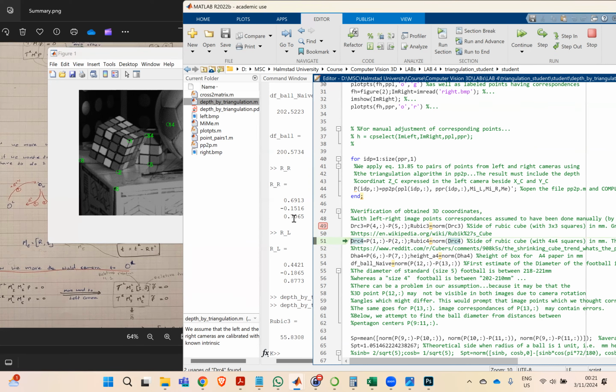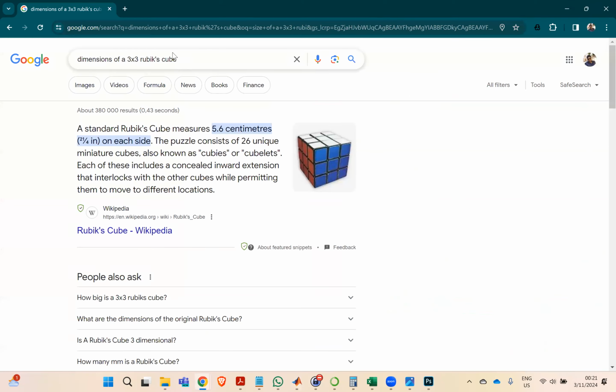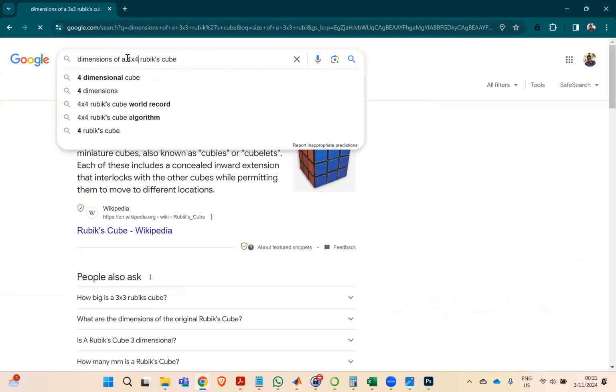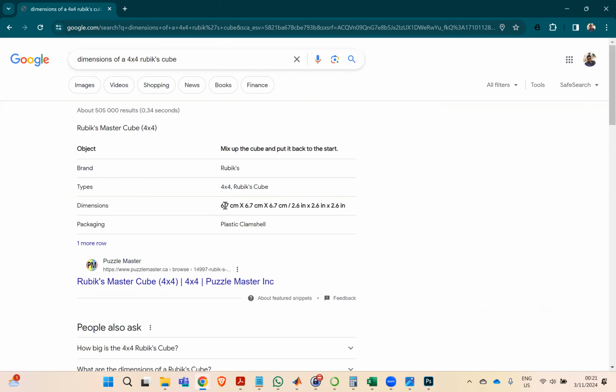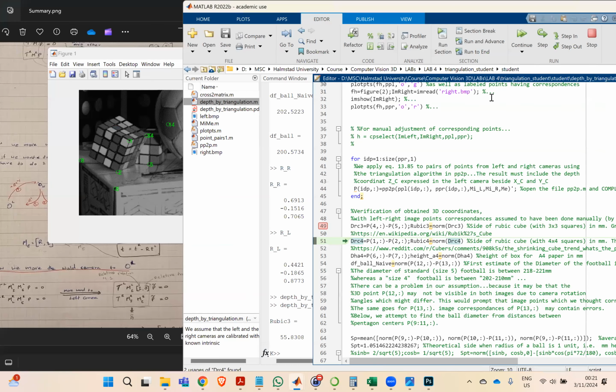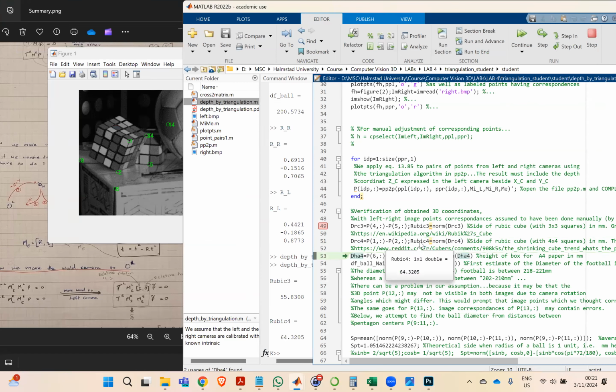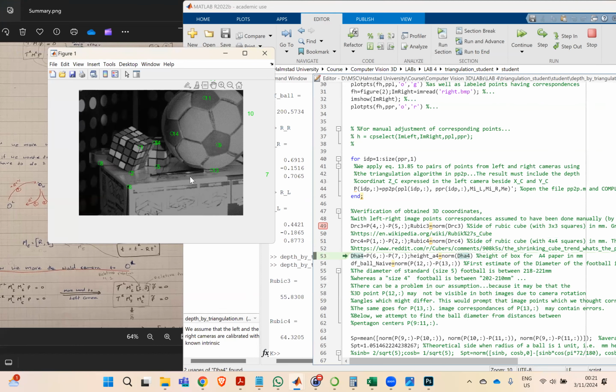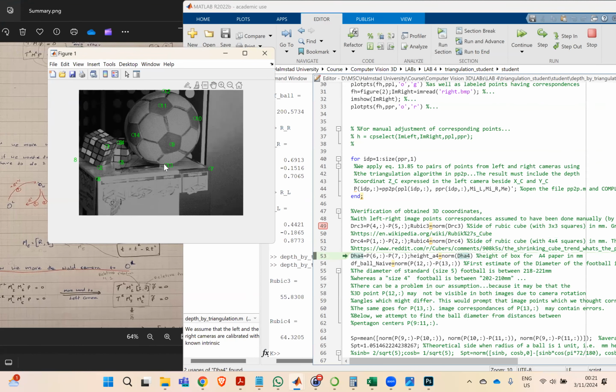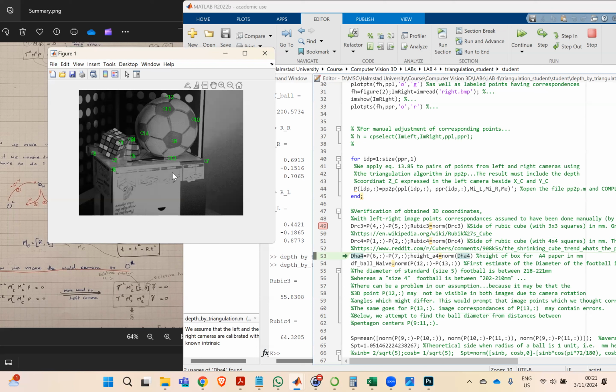Okay, what about the 4 by 4 Rubik cube size? The other one is a 4 by 4 Rubik cube. So it should be 6.4 centimeters. So we can measure it now. Yeah, 6.4. Exactly, we got the exact value. And the third one is 6 and 7. So the 6 and 7, you have seen this A4 paper, it comes in a big box.